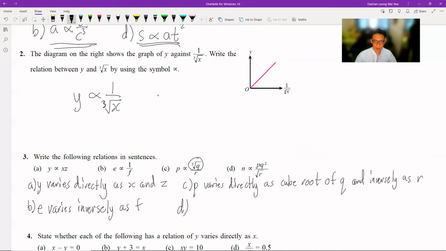And then part D. N varies, these two on top, so directly as P and Q square, so square of Q, and inversely as square root of R.